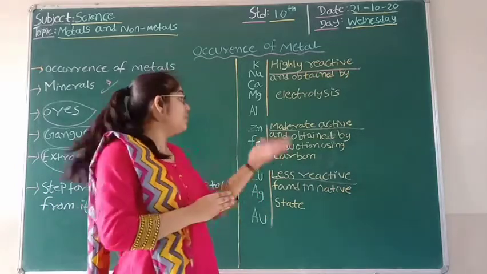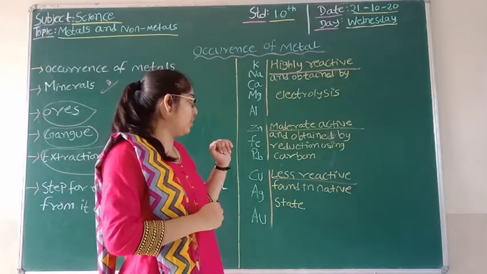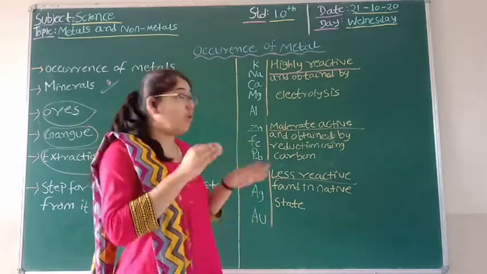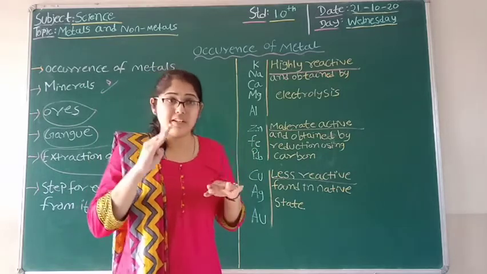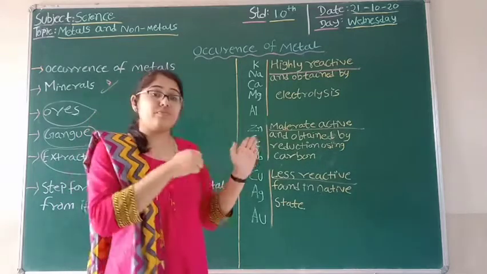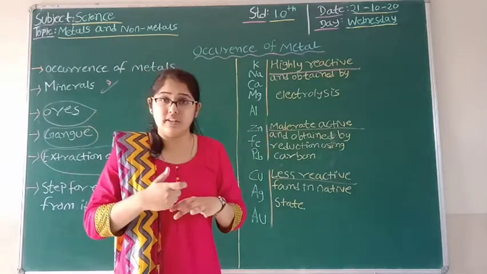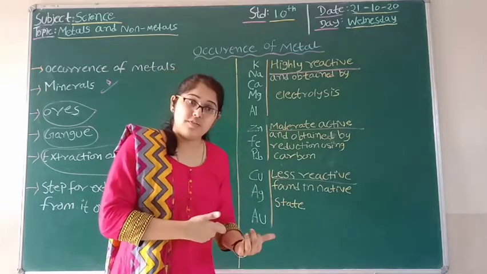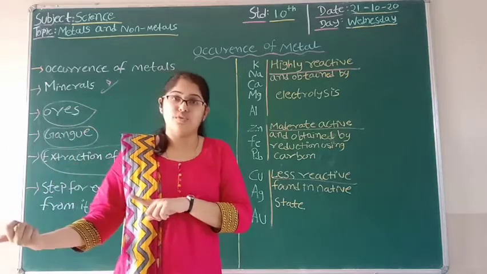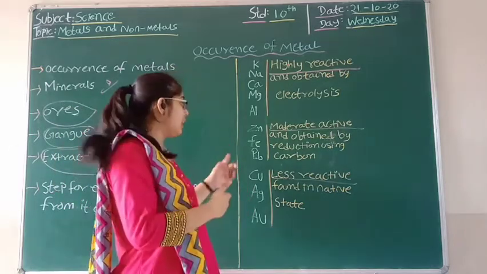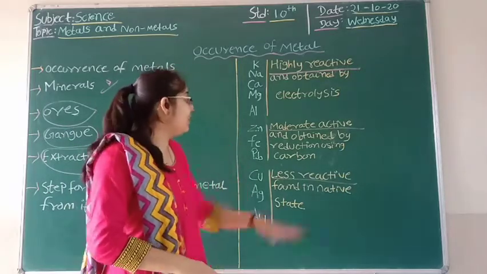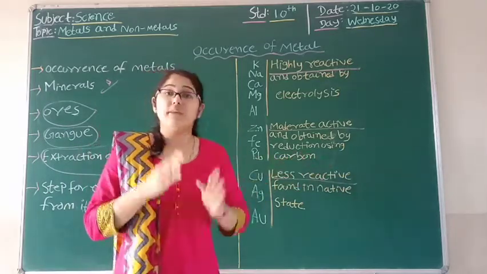Now we see about the moderately reactive metals. These are moderately active metals, and they are zinc, iron and lead, and they are found in carbonate form, sulfate form and oxide form. So they are found in three forms: carbonate, sulfate and oxide. This is all about the metals which are moderately active.